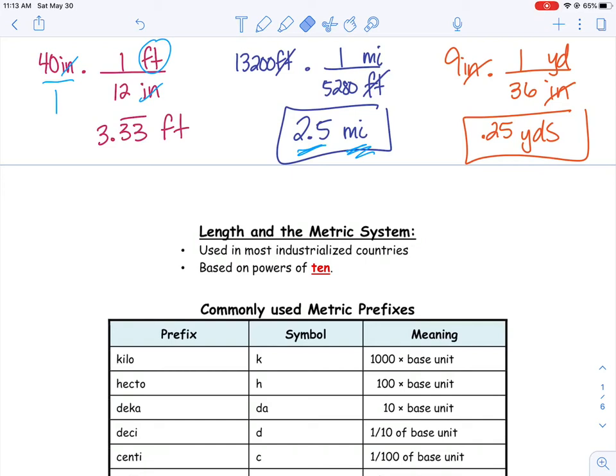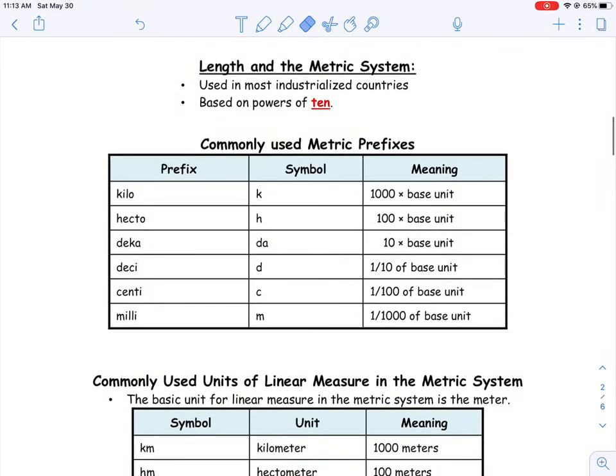All right, so those were conversions in the English system. Well, most other industrialized countries use the metric system. And so they're based on powers of 10. And so when we are measuring things using the metric system, we oftentimes use kilo, hecto, deca, deci, centi, and milli.